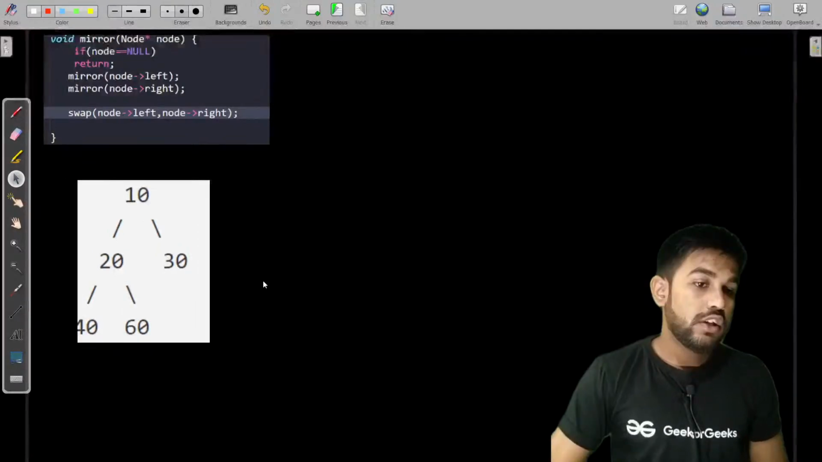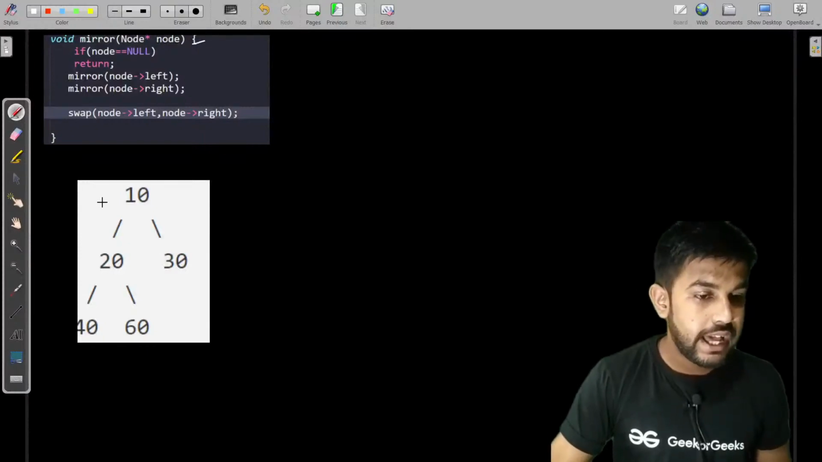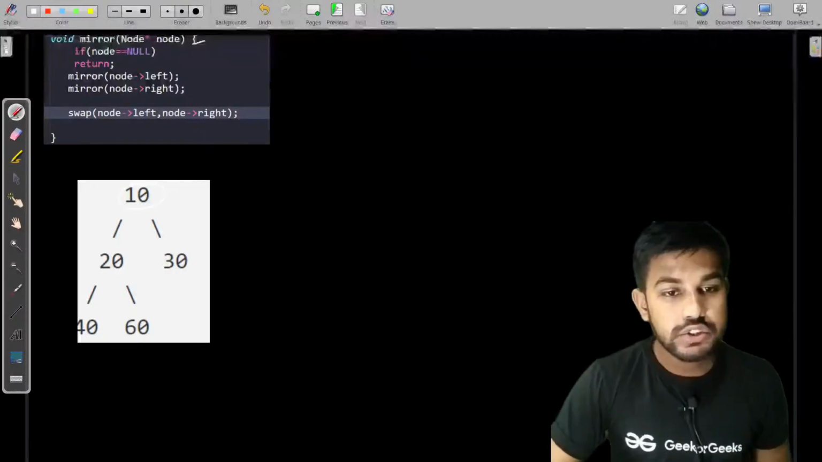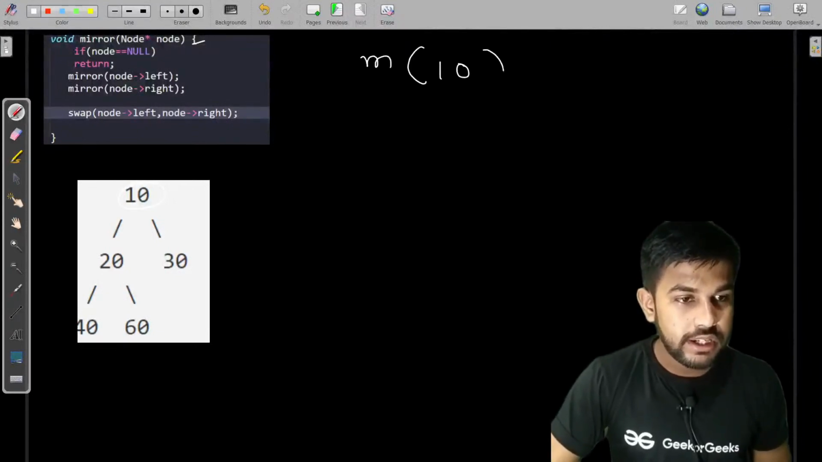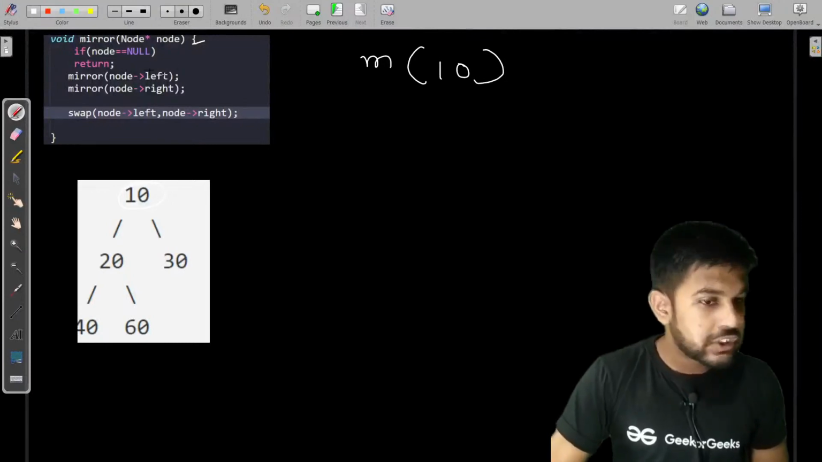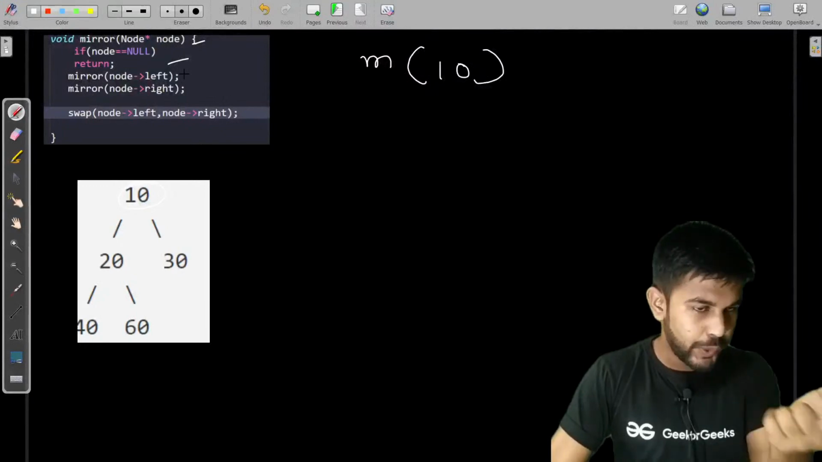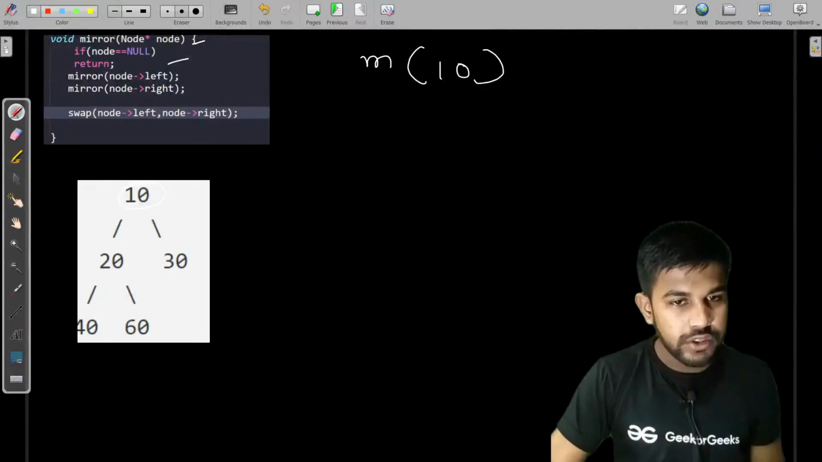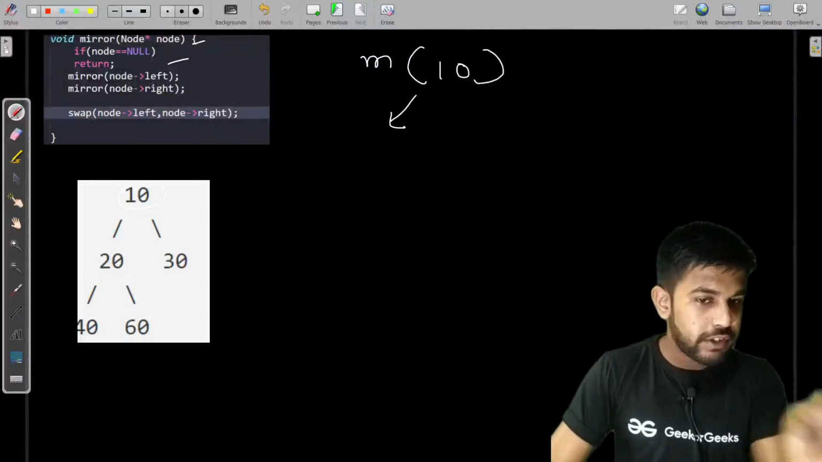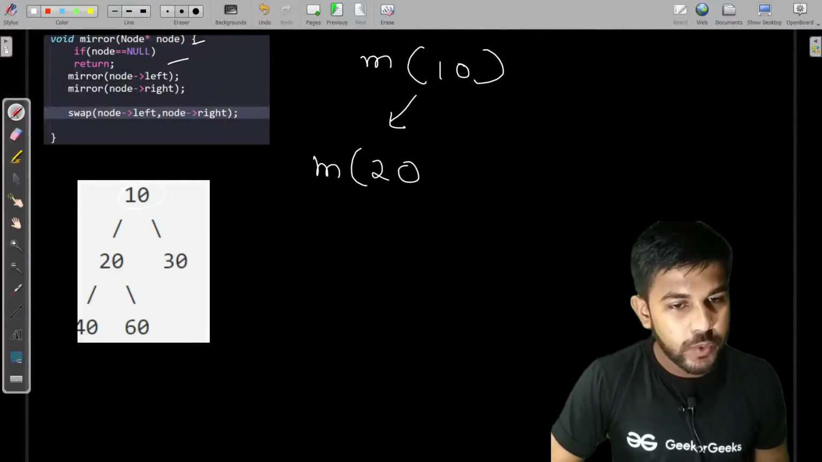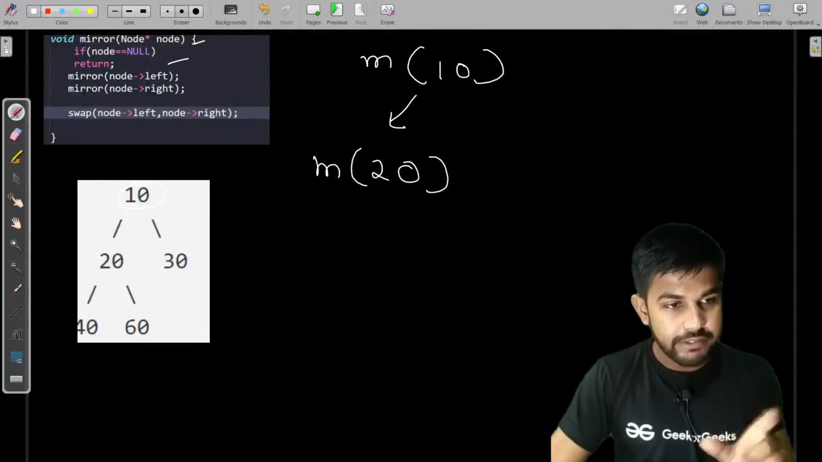So what we are telling is, first we would draw a recursion tree. First, this mirror has this root node, that is 10. So instead of mirror, I would write m, and we would pass on the 10 value. Okay, this is not null, so this won't be doing the return part. So we are going on the left and we are going on the right. So mirror dot left was 20. So now m dot 20. Then we would visit the right child, but after this is complete.